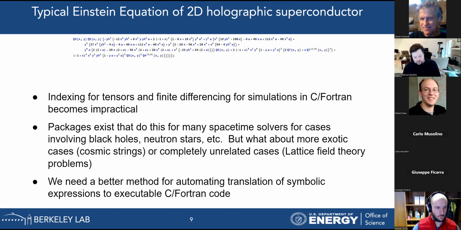Well, it turns out, of course, that there are packages that do this for many space-time solvers. Obviously, I'm talking to the Einstein Toolkit group that do these sorts of things for black holes, neutron stars, etc. But what about more exotic cases, cosmic strings, or a completely unrelated case, say lattice field theory, which has its own host of highly coupled nonlinear equations that are impractical to index by hand? So we need a better method for automating the translation of symbolic expressions to executable C or Fortran code.